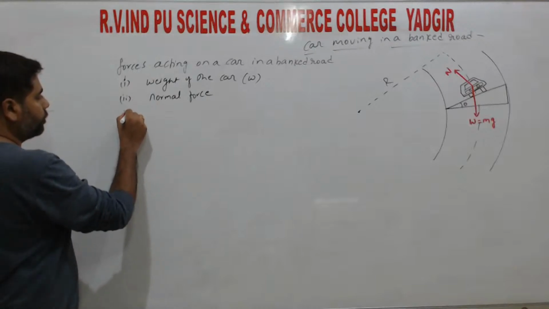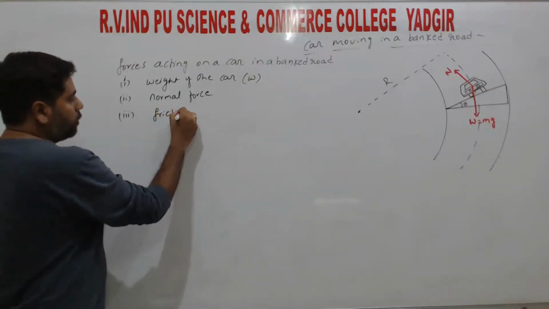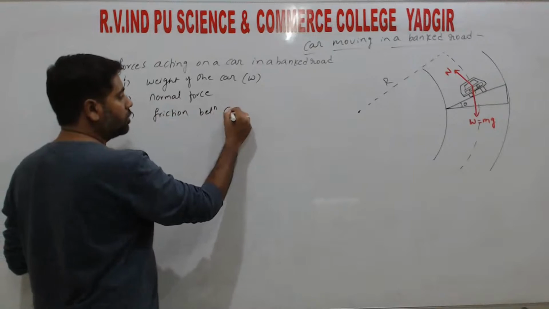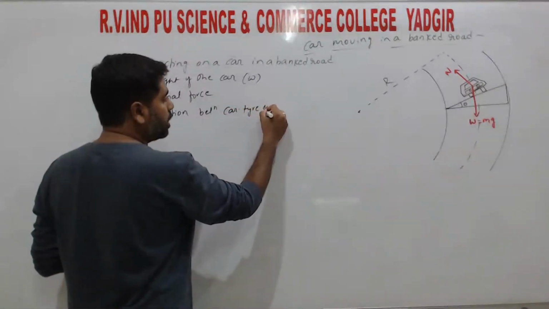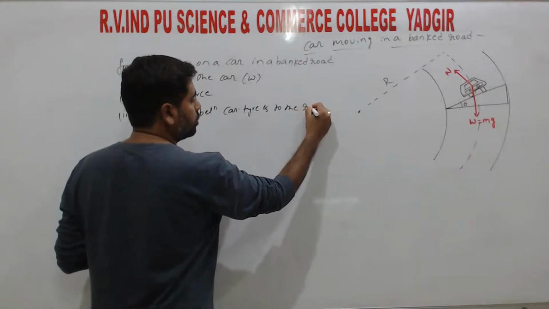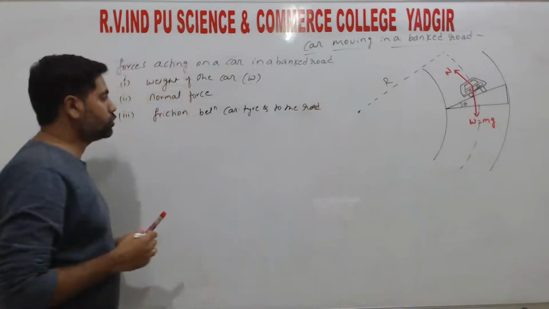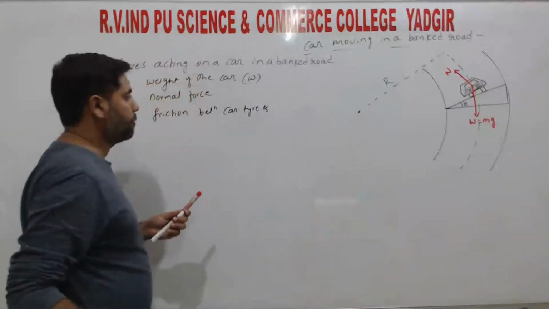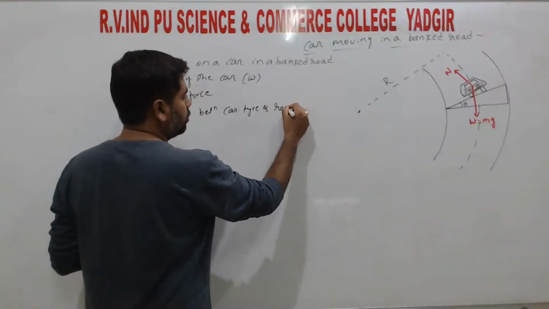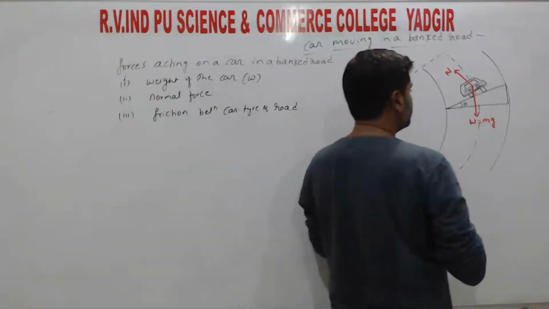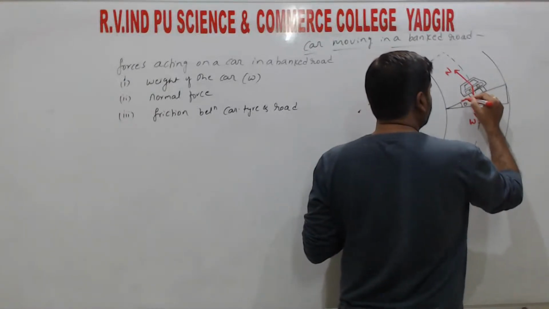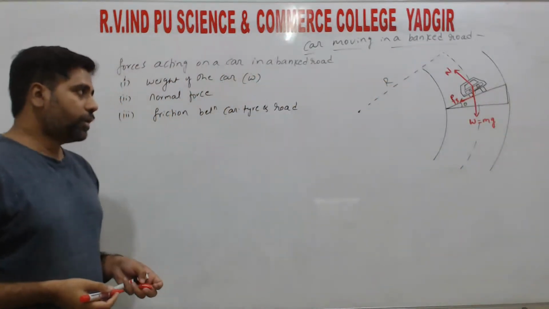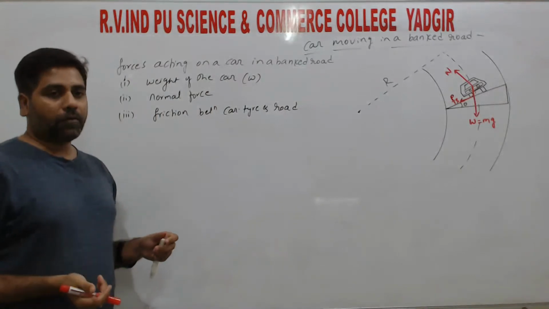And the third one, friction. That is the frictional force, right? So friction between the car tire and the road. That is the friction force, right, in this manner. So here we are going to find the speed of the car.